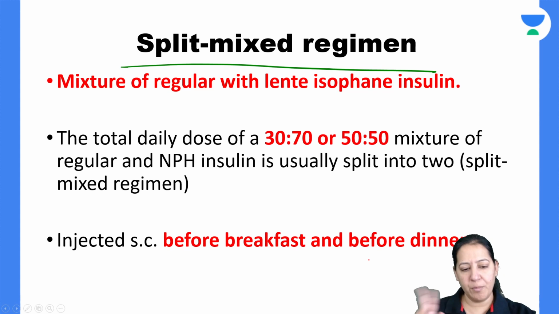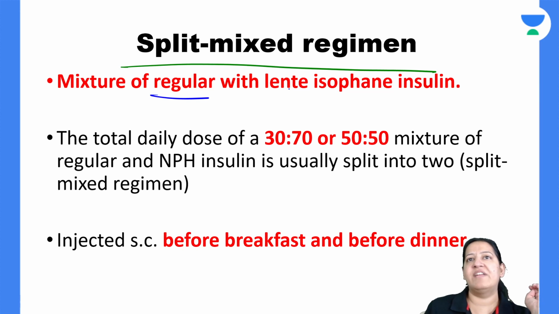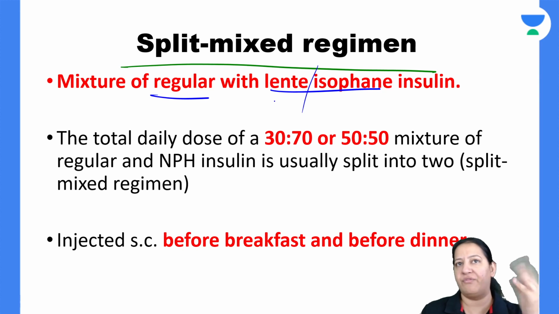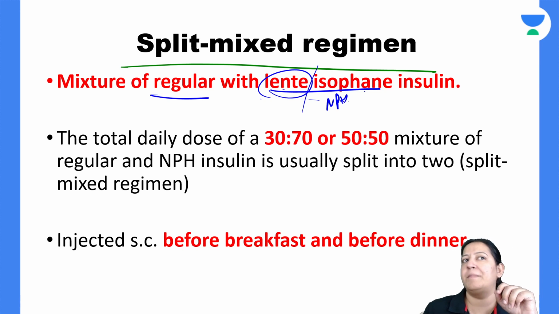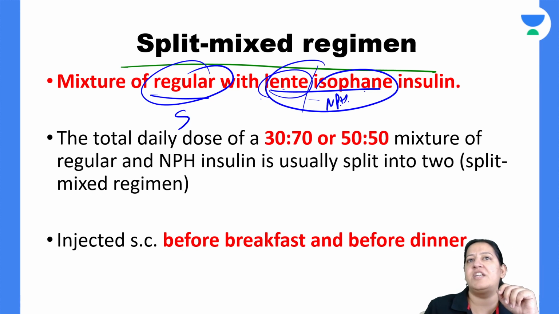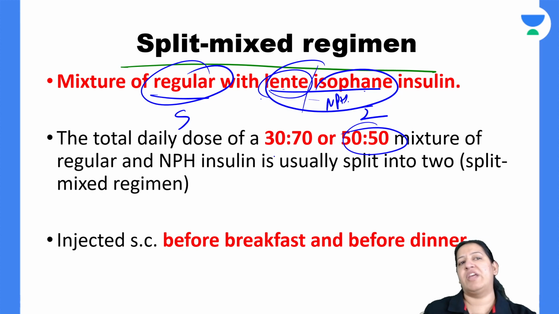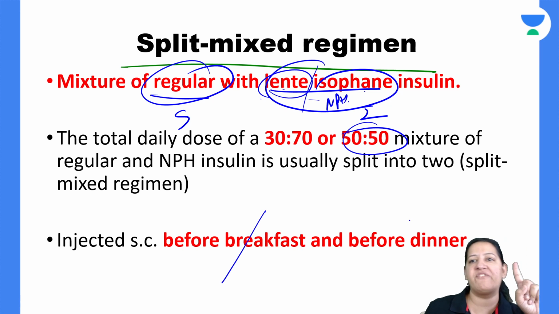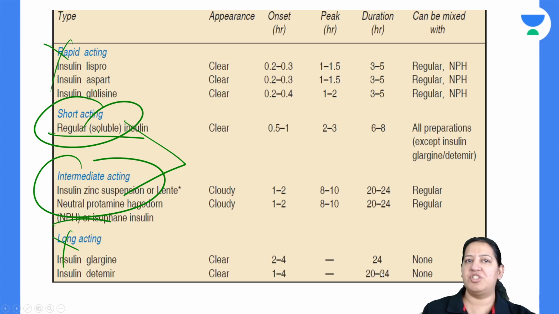2 injections. You have to mix the two things, that is regular with lente, either lente or isophane. You can do it with either. This is NPH and this is lente. Both are intermediate. This is short acting, these are intermediate acting. You mix the two in 50-50. Give 1 injection before breakfast, 1 before dinner. That is the most famous regimen we follow, right?